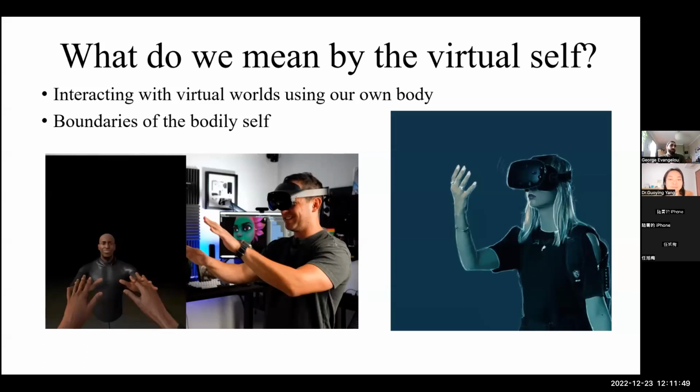So the first question we'd explore is, what exactly do we mean by the virtual self? Well, we interact with virtual worlds using our own body. And of course, therefore, the boundaries of the bodily self are important. So in human-computer interactions, our actions and their effects extend beyond the immediate physical environment now, in that we can cause these effects within a system that's beyond just our physical existence. So where we might press a light switch and it will turn on the light in the physical environment, we can actually do this in a virtual environment now. We're actually causing effects within that environment that go beyond our immediate physical environment.